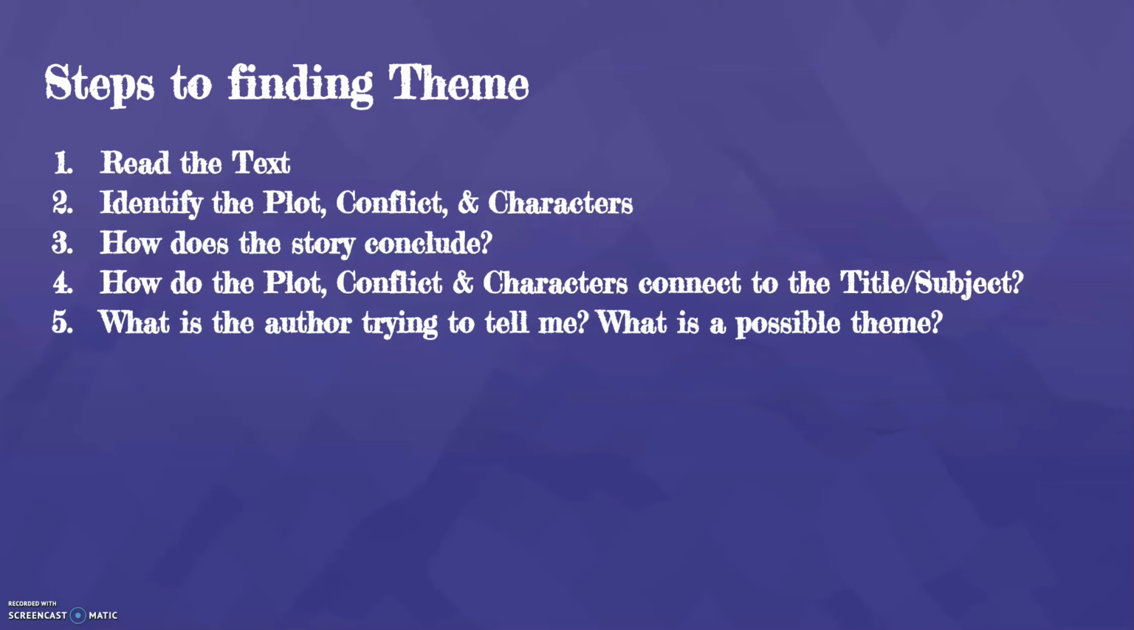So some steps to finding theme. The first thing you want to do is read the text, making sure that you're reading through it as much as you can, getting important details and such. Number 2, identify the plot, the conflict, and the characters. The plot is basically the main summary of the story. The conflict being, of course, what's the dilemma. And the characters, of course, you want to know who your characters are.